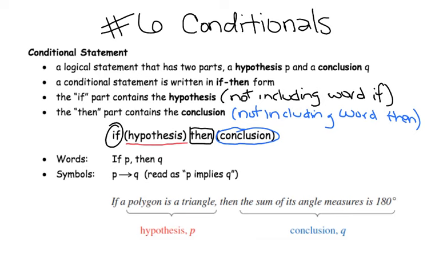So in words, if P, then Q. And then in symbols, we have P implies Q. And that's what I'm looking at here. So notice the symbol here represents the word implies. That is the conditional statement. So for example, if a polygon is a triangle, then the sum of its angle measures is 180 degrees. The hypothesis is a polygon is a triangle. The conclusion is the sum of its angle measures is 180 degrees. Hopefully you guys caught on that I did not include the word if in the hypothesis, and I did not include the word then in the conclusion.